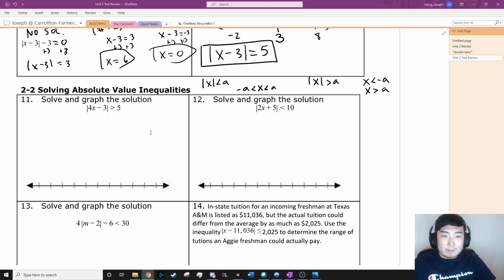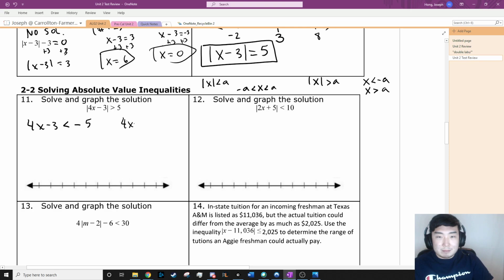Because now I can make, sorry, you would write the equation 4x minus 3 is less than the negative version of this, which is 5. Oh, I forgot my absolute value sign. Wait, I don't need the absolute value signs. My bad. And then you have 4x minus 3 is greater than the positive version of this, which is 5. And now I just solve it like an Algebra 1 question.